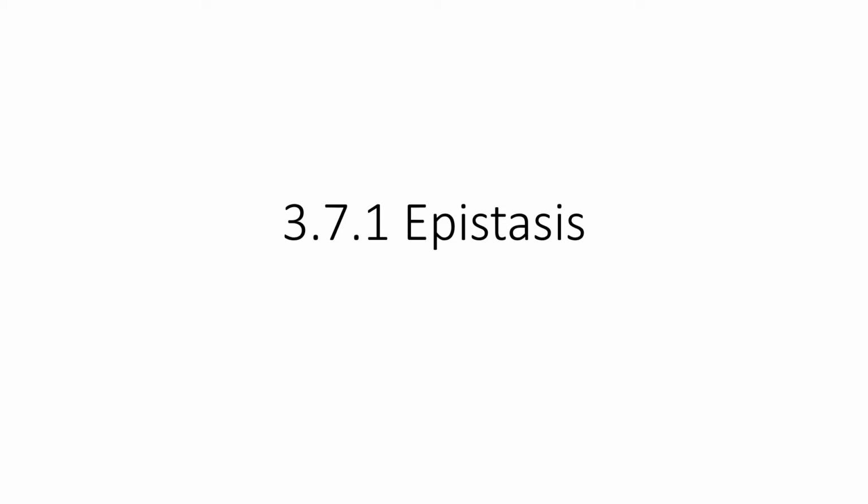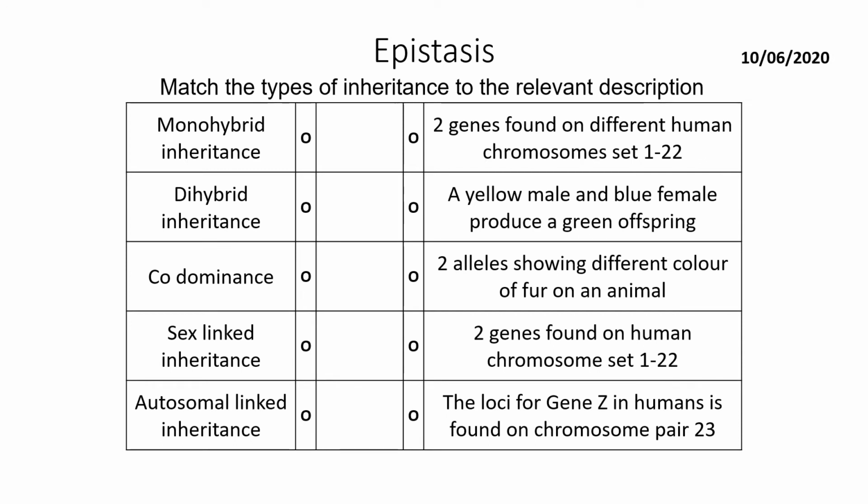This is the inheritance section of the A-level biology course. We're going to be looking at epistasis. As always, there's a little activity to get started. All you have to do is match up the type of inheritance with the relevant description.